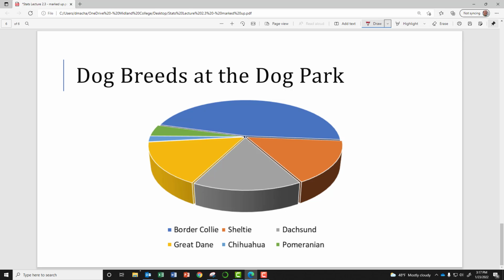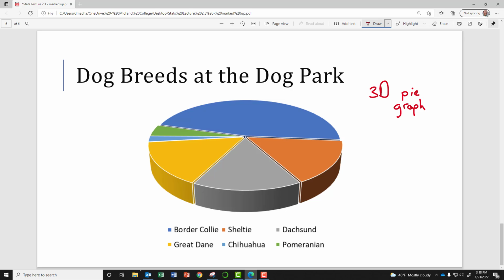And this is my last example for you in this video. We have dog breeds at the dog park, and this is what you might call a 3D pie graph. So it's a pie graph just like you've seen before, just like we made in a previous video. But instead of a circle, you have this sort of cylinder shape. And maybe it looks neat, it looks modern, I don't know. Maybe there's some sort of appeal to the way this looks.